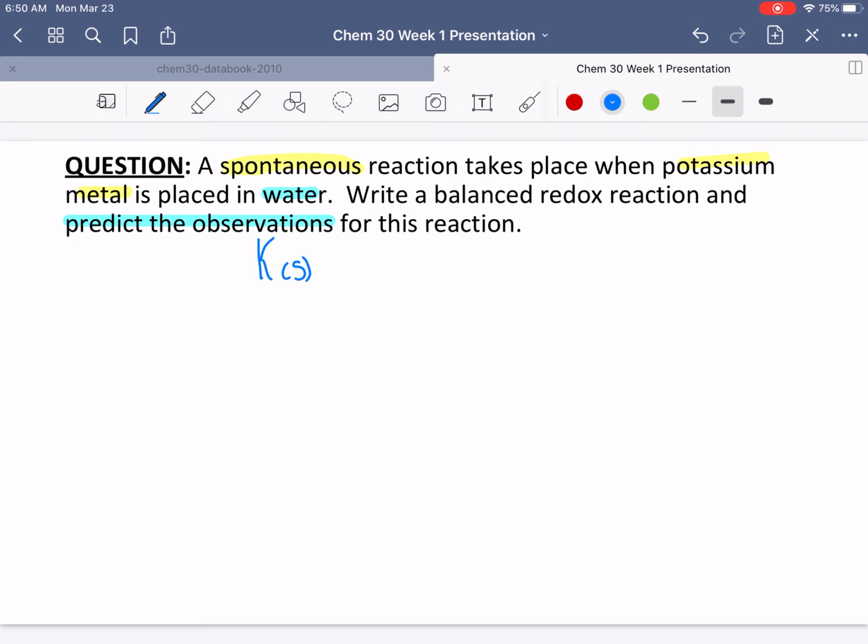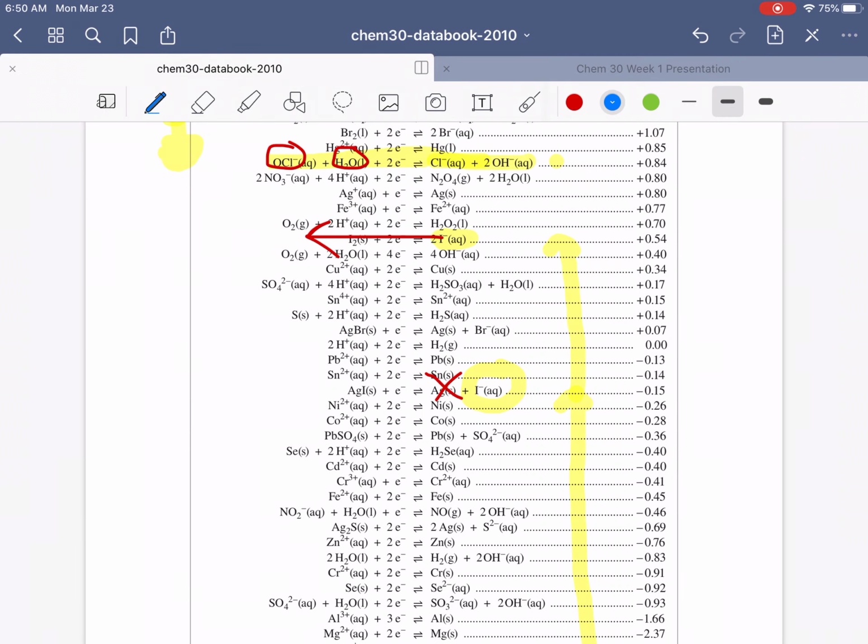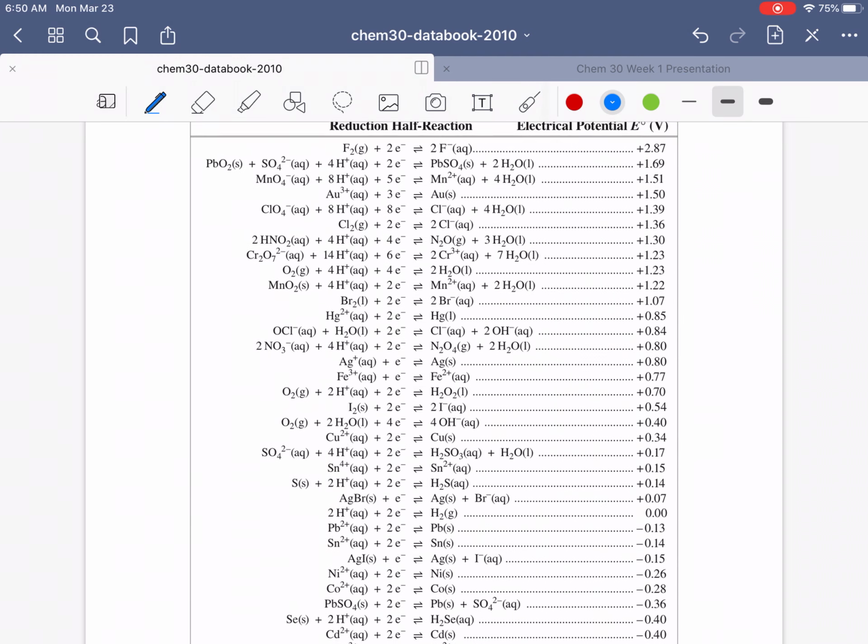We have potassium metal, which is K solid, and we're told that it's put in water. So honestly, guys, that's all that's there. The K solid, the H2O liquid. Same process as before. Go to your data booklet and have a look. Start scanning right from the top.